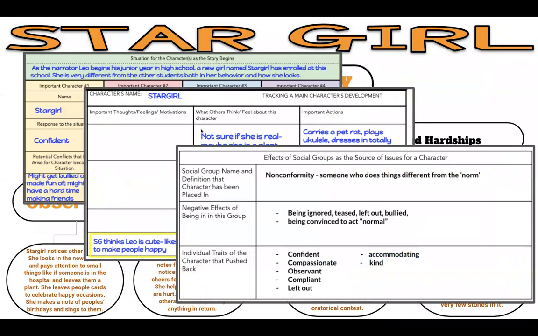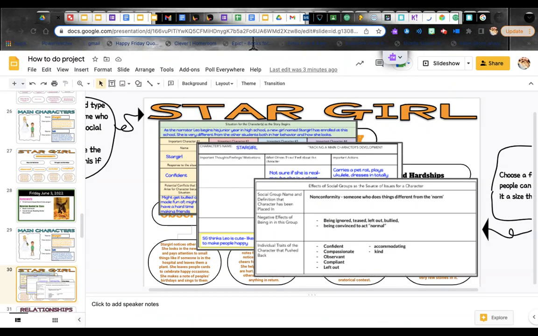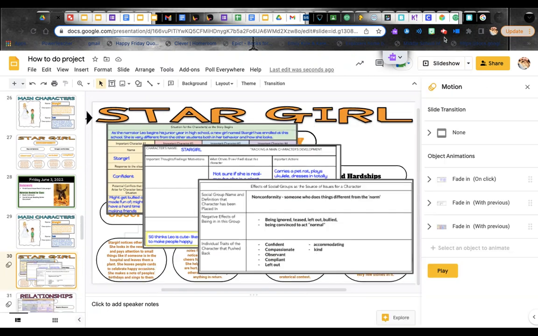Okay, then you are doing the main character slides here. Okay, so then you were doing the main character slides here, where you had the two of them.